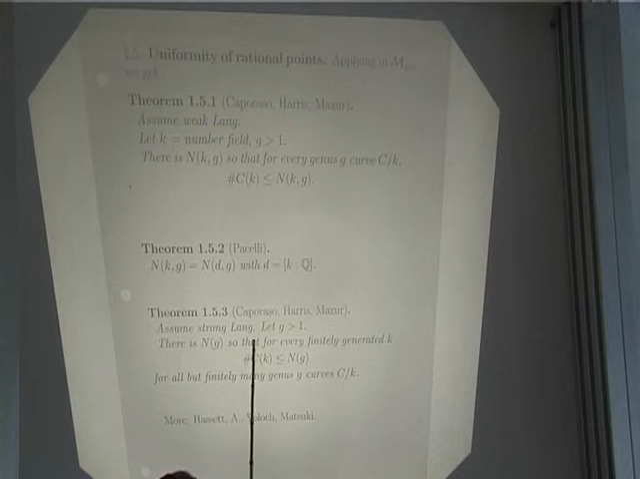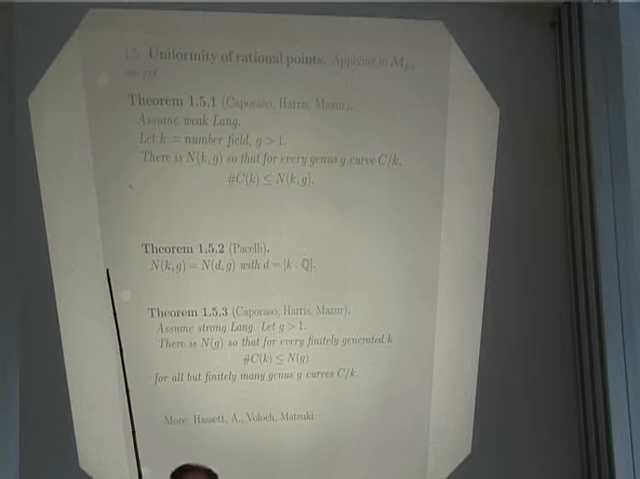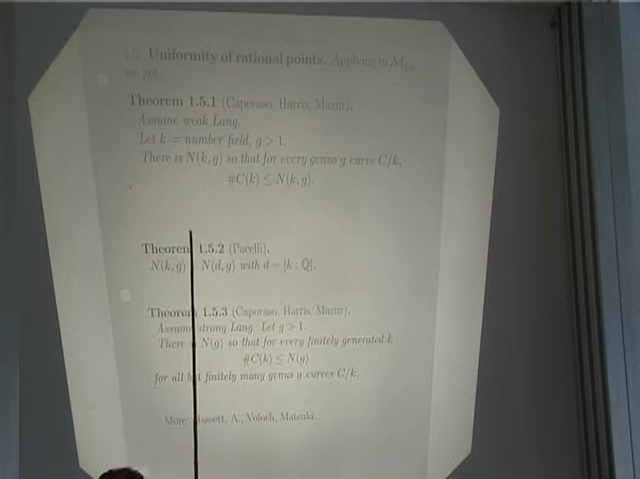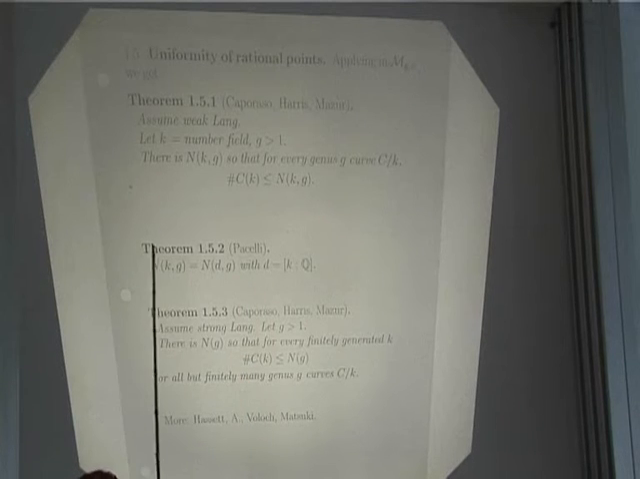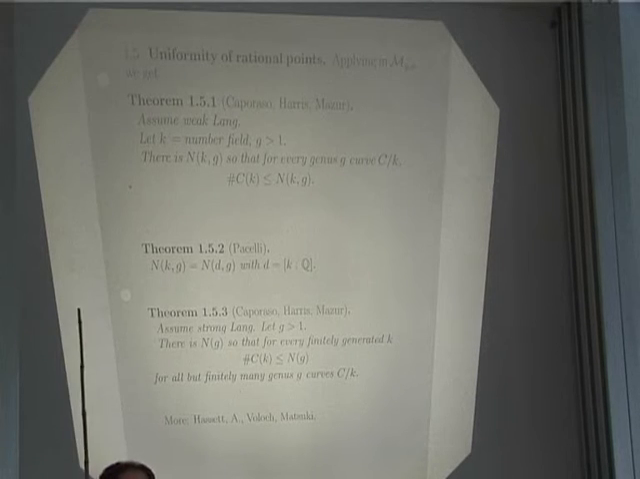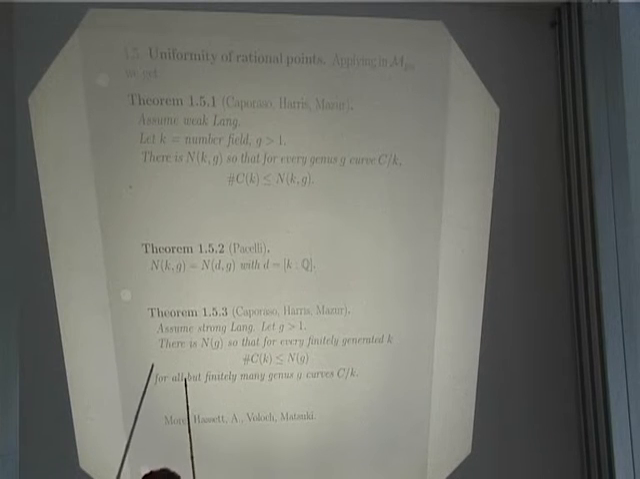You can ask what happens if you assume strong Lang's conjecture, and this really throws people off. So this is again a Caporaso-Harris-Mazur theorem. Assume strong Lang and fix a genus. Then there is a uniform bound on the number of points on almost all curves. So let's read it. You have to think about it.